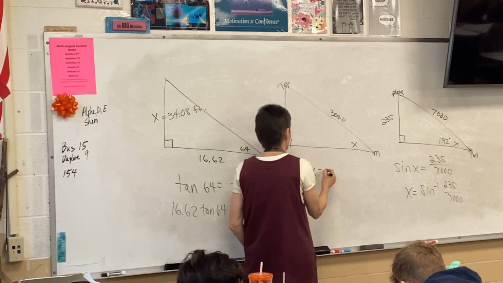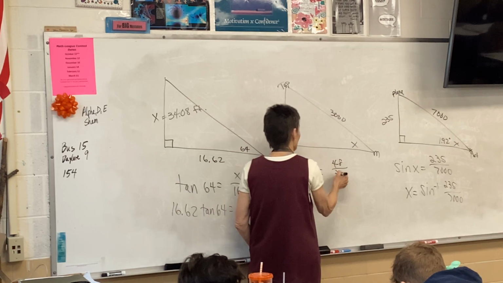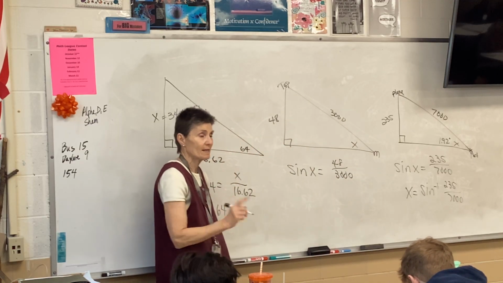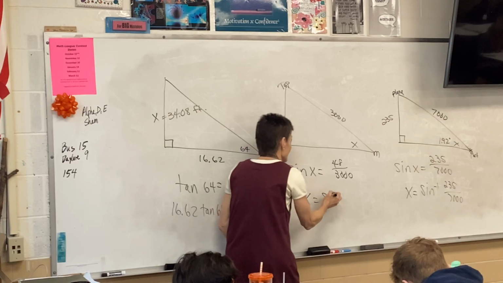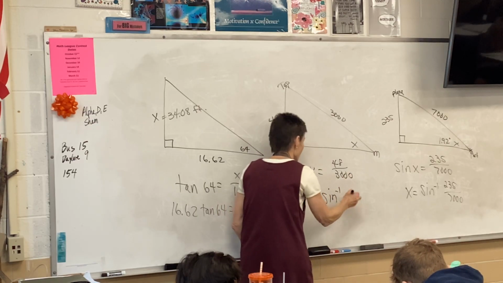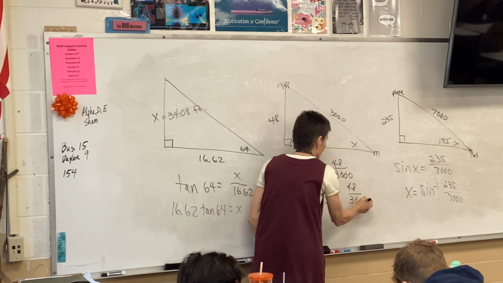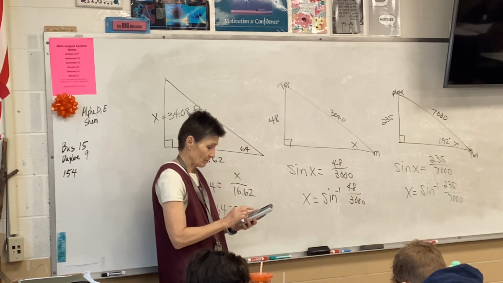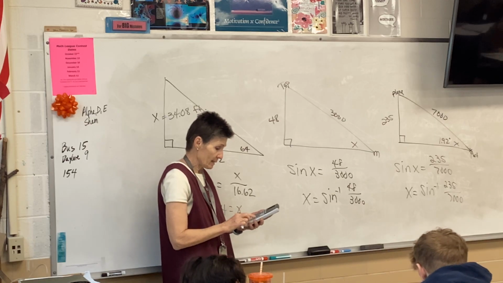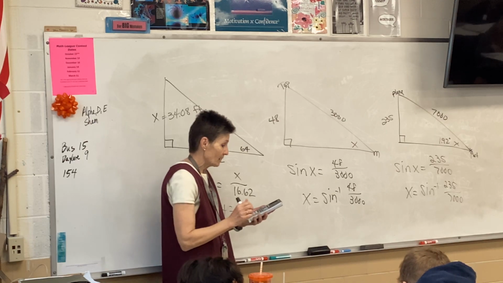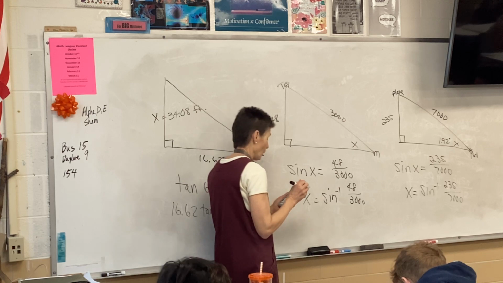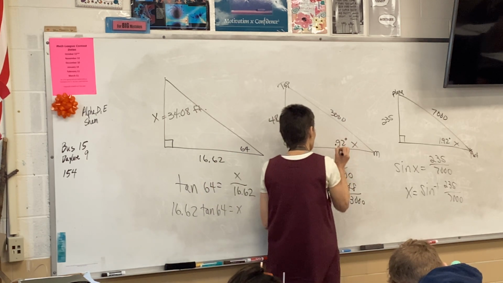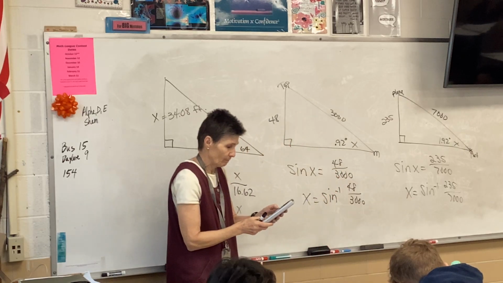Sine x equals 48 over 3,000. Do not multiply by 3,000. Don't do anything except type in inverse. Second tangent, inverse tangent, 48 over 3,000. Second tangent, 48 divided by 3,000. Bless you. Wow, did you get 0.92? Yep. So it's a tiny little angle, 0.92 degrees.